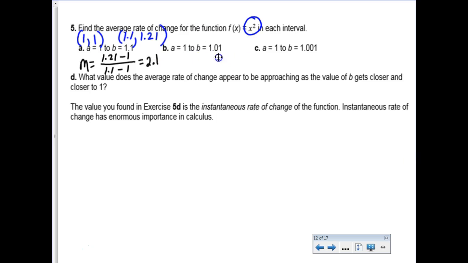So same question, but now we're going to change the second x value a little bit. So I still want to use the ordered pair 1, 1. But the second ordered pair is 1.01. Can you plug that in for me? I know it's got some zeros. 1.0201? Yeah. Okay. So finding average rate of change between these two red points.